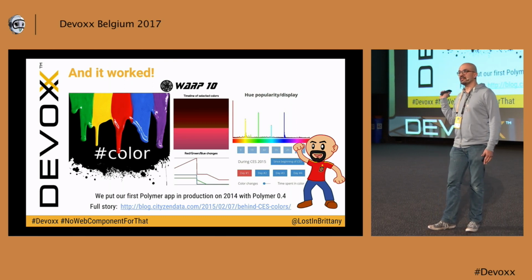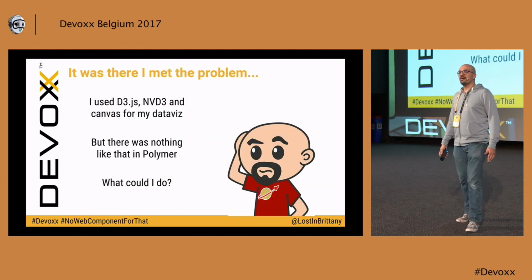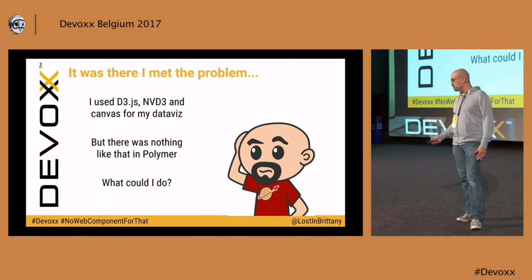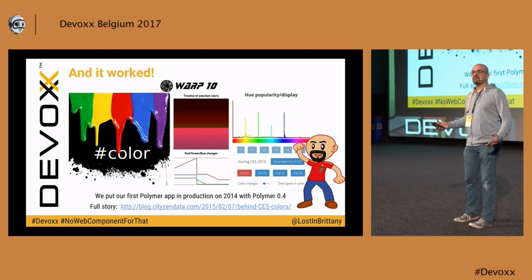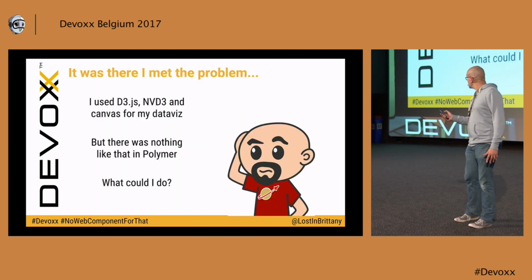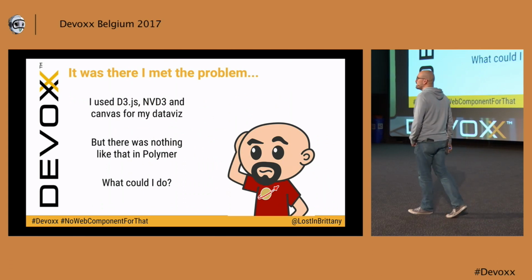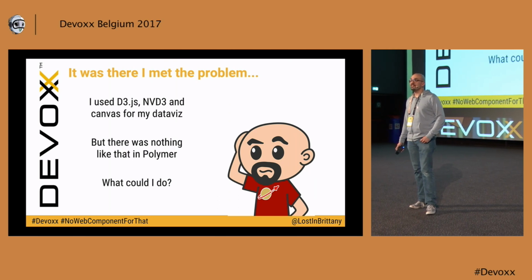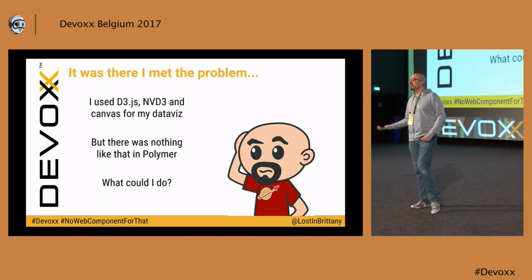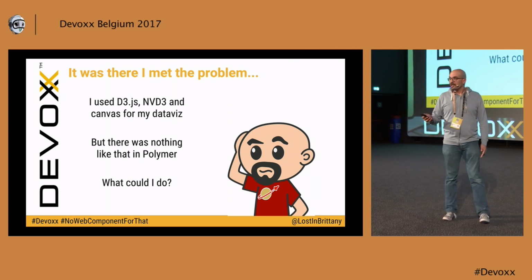The point is that while I coded that application, I found a big problem. I needed to do data visualization, I needed to do heat maps, a lot of data manipulation, and there wasn't any component to do that in the official Google catalog for Polymer, or in the Mozilla catalog of web components. No one has done it with web components yet. So I asked myself, what can I do?